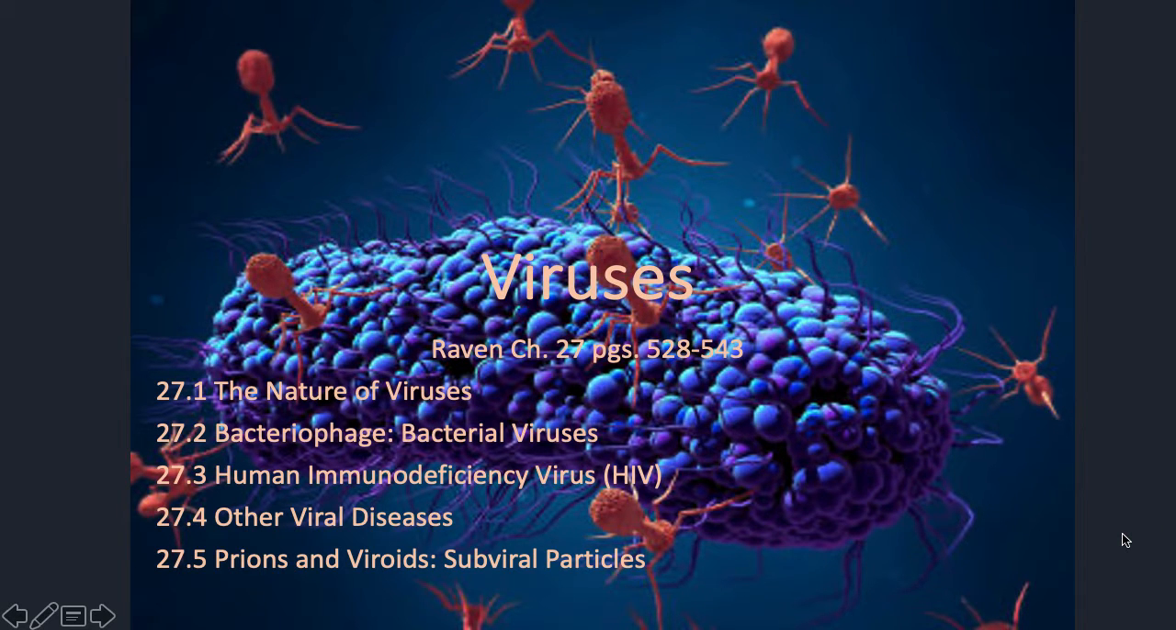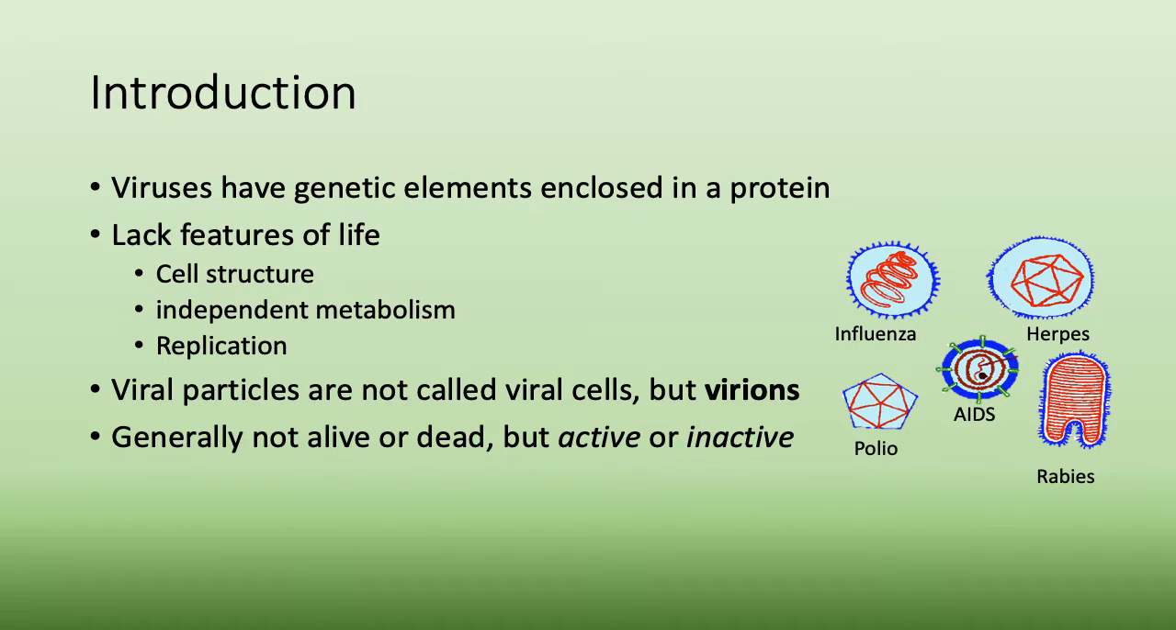Okay, we're gonna continue on in our unit. So your next unit exam is gonna be sometime next week, probably a Tuesday. It will consist of chapters 26, 27, and 28. So the origin and diversity of life, viruses, which we'll cover today, and then prokaryotes, which I'll probably spend 2 days discussing. So a little bit of introduction with viruses.